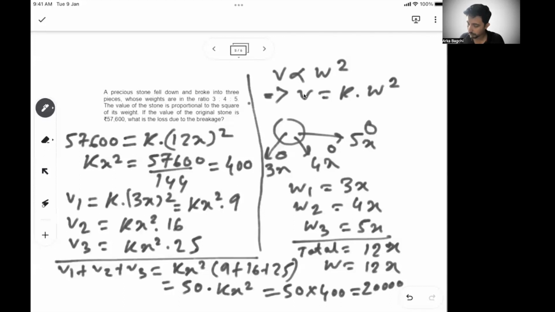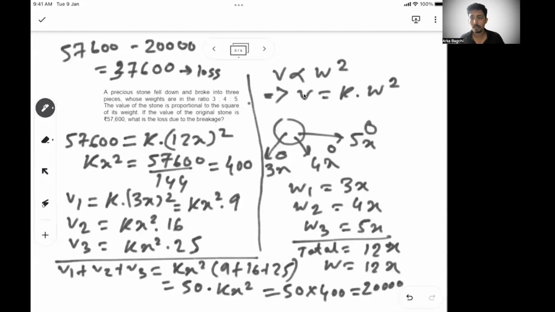So now the individual values together is only 20,000, right? And the actual value was 57,600. So what is the loss? So the loss is 57,600 minus 20,000, or 37,600 is the loss. This is the loss.